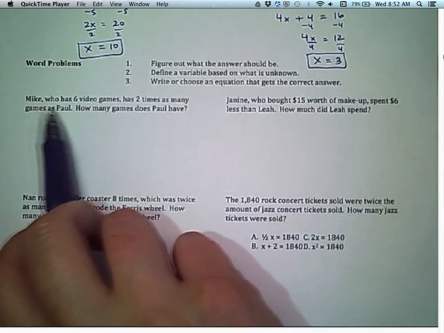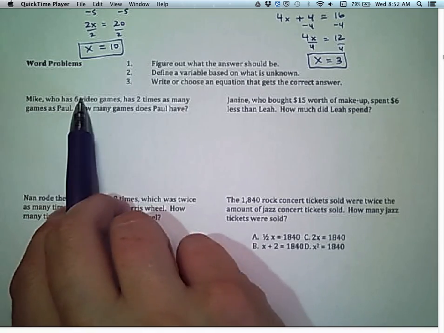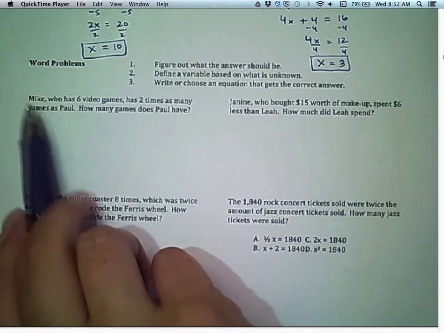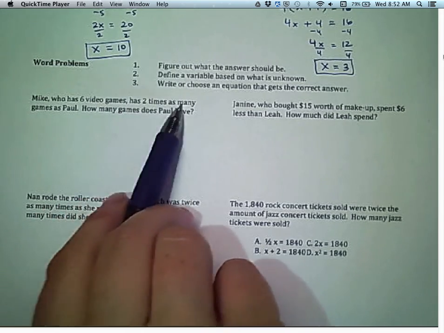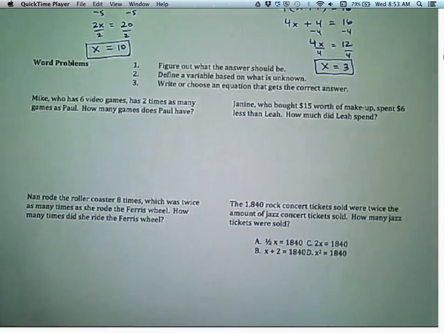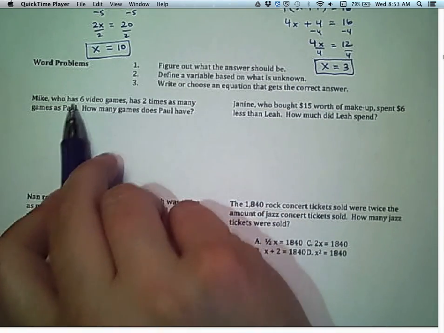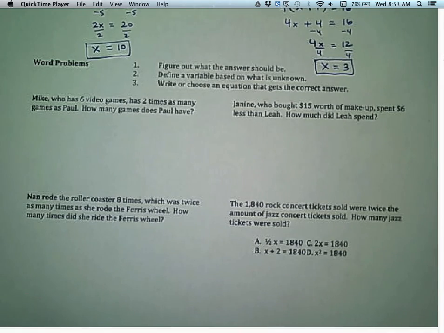All right, so Mike, who has 6 video games. So Mike has 6 video games. He has 2 times as many games as Paul. So Mike has 6. And that's 2 times as many as Paul. So how many does Paul have? Well, we know that Paul has half as much as Mike. So Paul has 3 games. Okay, so we know that our solution has to come out to be 3. But let's write an equation that will make that happen.